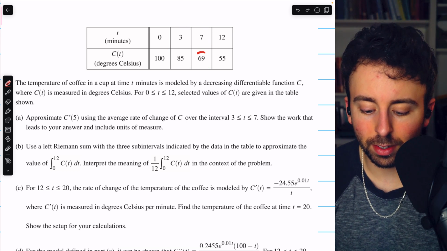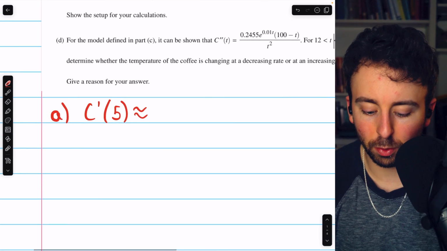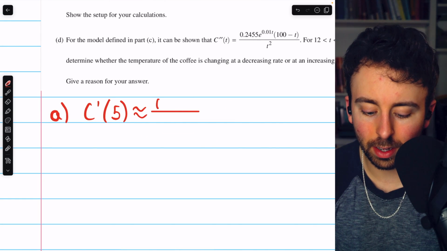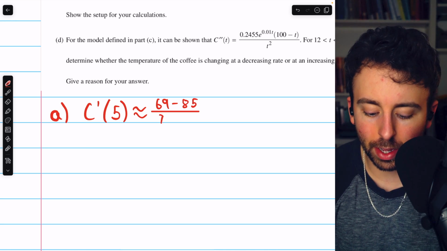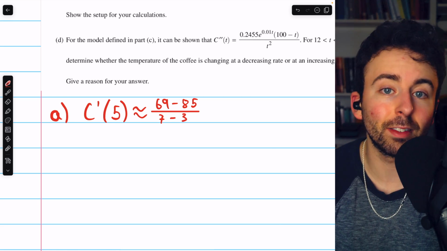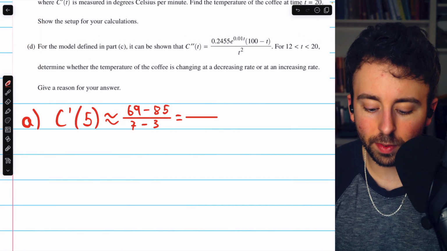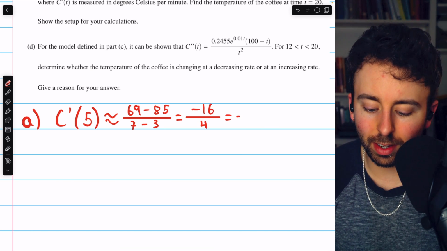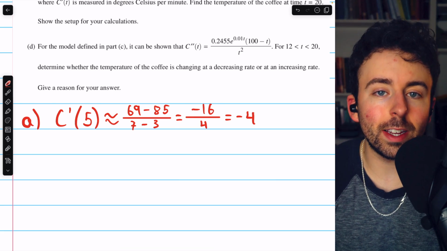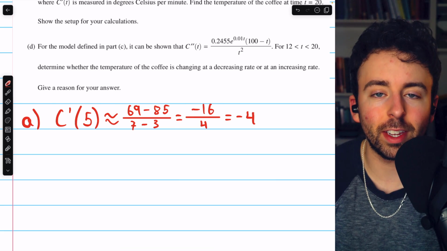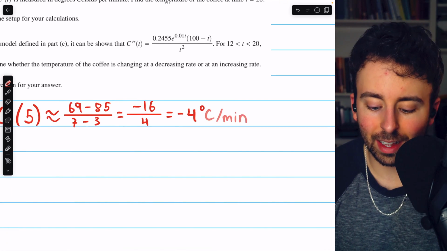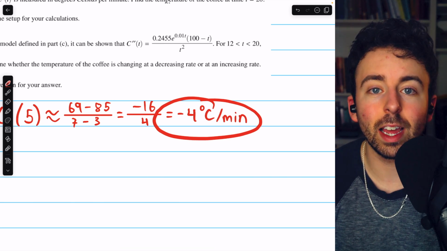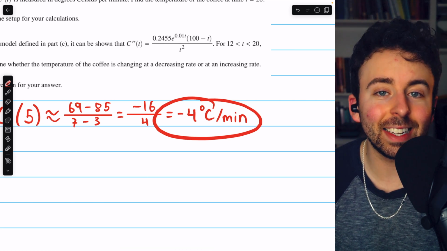So subtract the temperatures, 69 minus 85. That will be our numerator. 69 minus 85. That's the change in temperature. And then we just need to divide by the change in time, which is 7 minus 3. 69 minus 85 is negative 16, and 7 minus 3 is 4. So this is negative 4. The temperature is being measured in Celsius, and the time is in minutes. So this is negative 4 degrees Celsius per minute. That's approximately the rate at which the temperature of the coffee is changing at t equals 5.